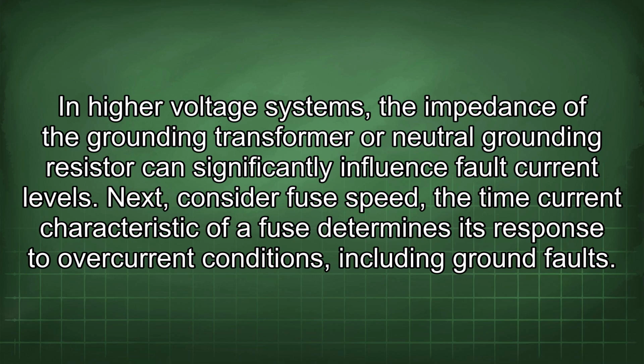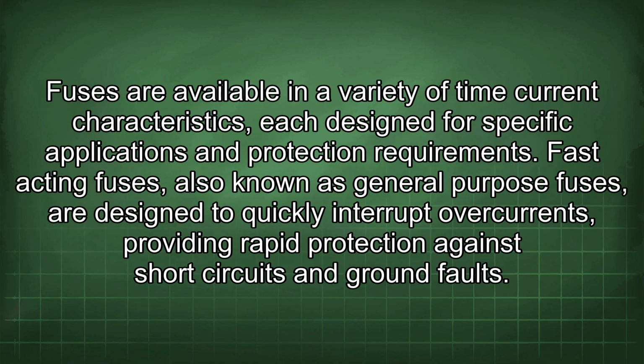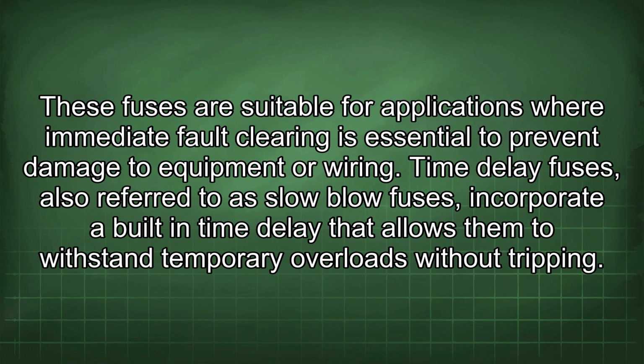Next, consider fuse speed. The time current characteristic of a fuse determines its response to overcurrent conditions, including ground faults. Fuses are available in a variety of time current characteristics, each designed for specific applications and protection requirements. Fast-acting fuses, also known as general-purpose fuses, are designed to quickly interrupt overcurrents, providing rapid protection against short circuits and ground faults.